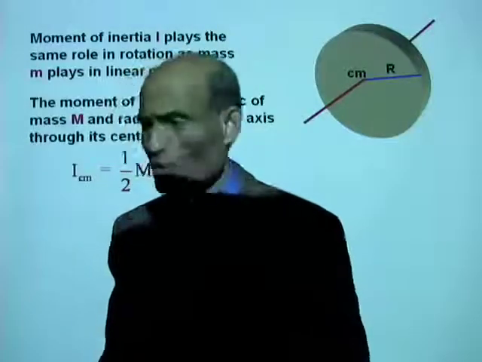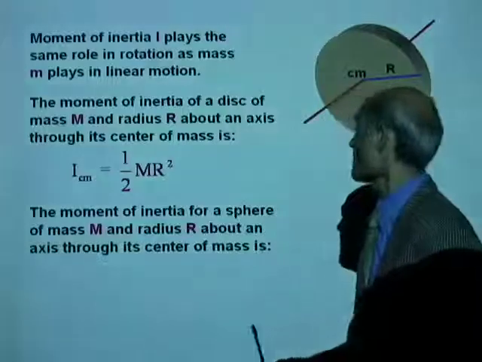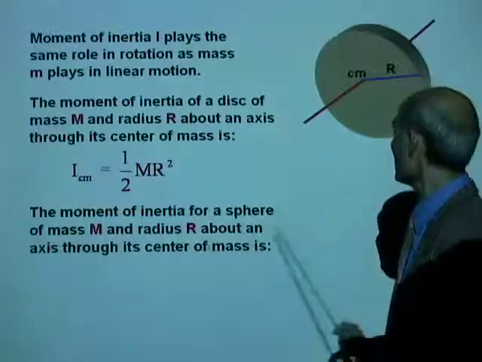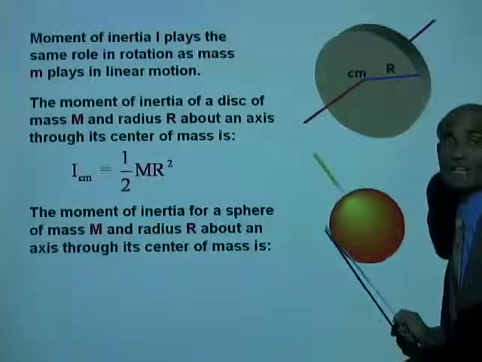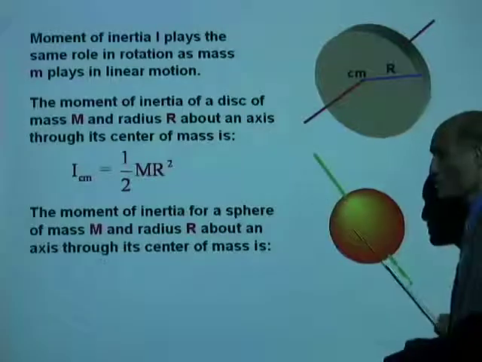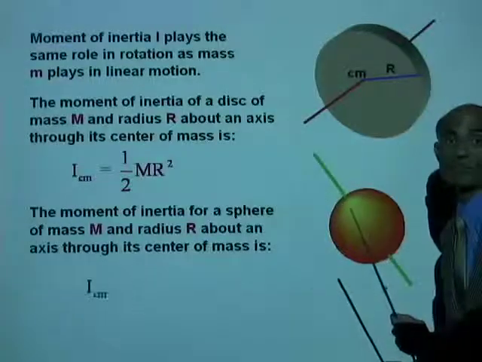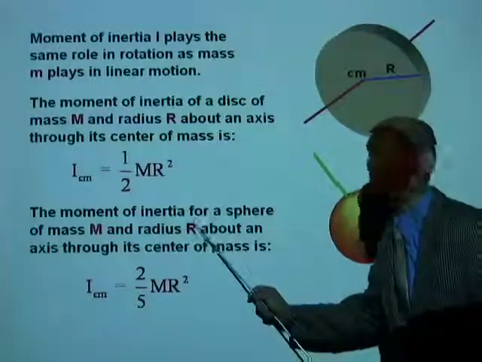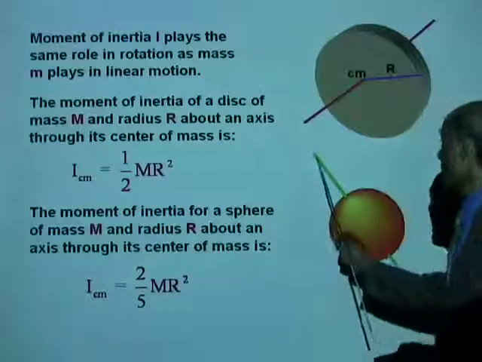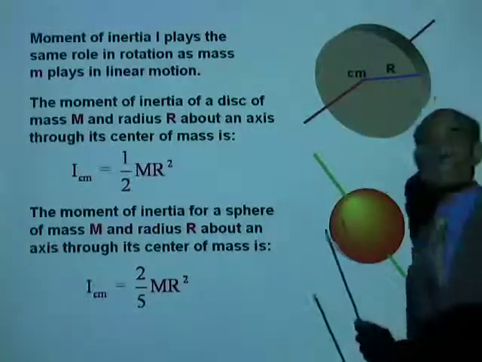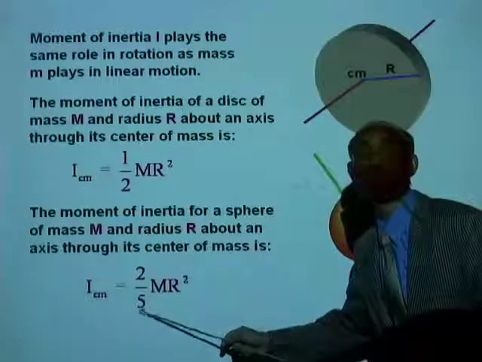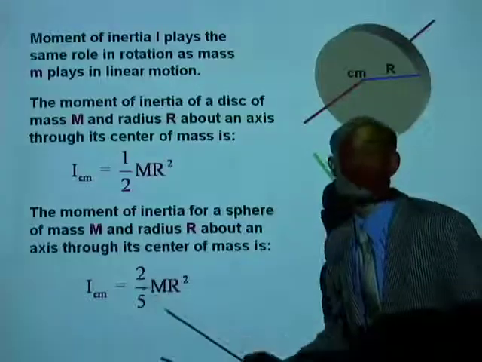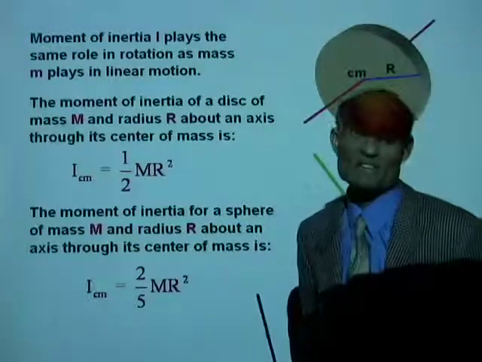Alright, let's look at the next regular shape. The moment of inertia of a sphere. If I have a sphere like this, and look at the axis, its axis is passing through the center of mass. And the moment of inertia of a sphere of radius r and mass m about an axis passing through its center of mass is 2/5 mr squared. You should be able to use these equations wherever they are necessary.